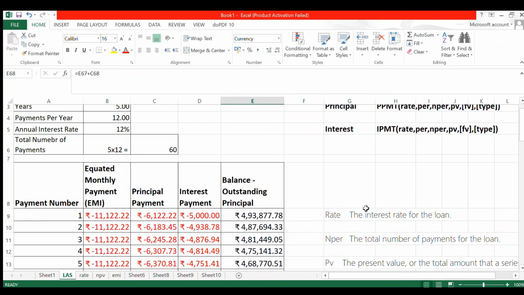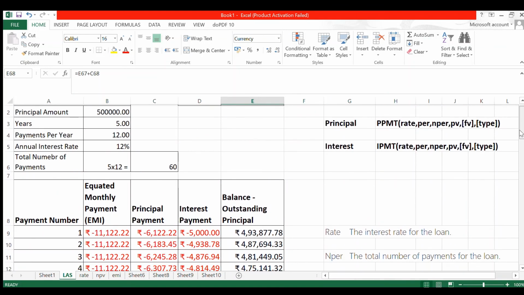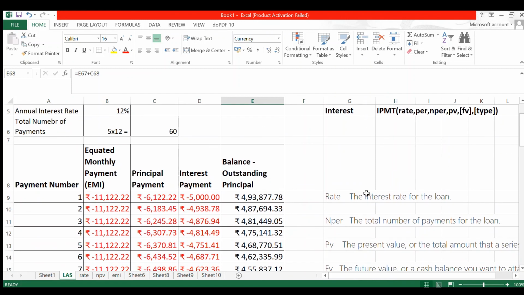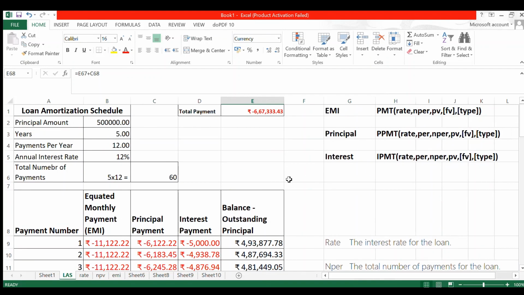So this is the amortization schedule. The amortization schedule gives an idea of how much is the portion of principal payment and interest payment in every equated monthly installment payment. The Excel inbuilt functions which help us to understand the EMI, principal payment and interest payment are PMT, PPMT and IPMT. With these three equations, we can easily compute or make the loan amortization schedule.